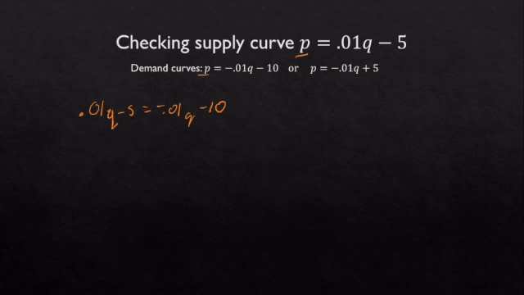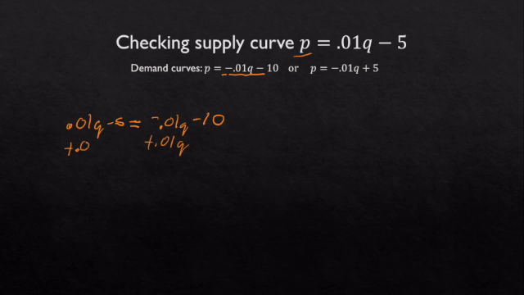And the first thing I need to do is combine like terms. So I'm going to combine my variables first. By combining my variables first, I get 0.02q minus 5 equals negative 10. Now I need to combine like terms. So I'm going to add 5 to both sides. So I have 0.02q equals negative 5.